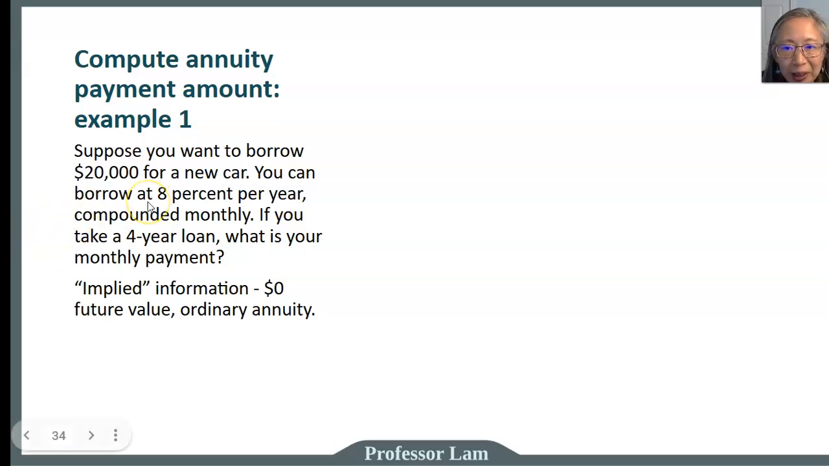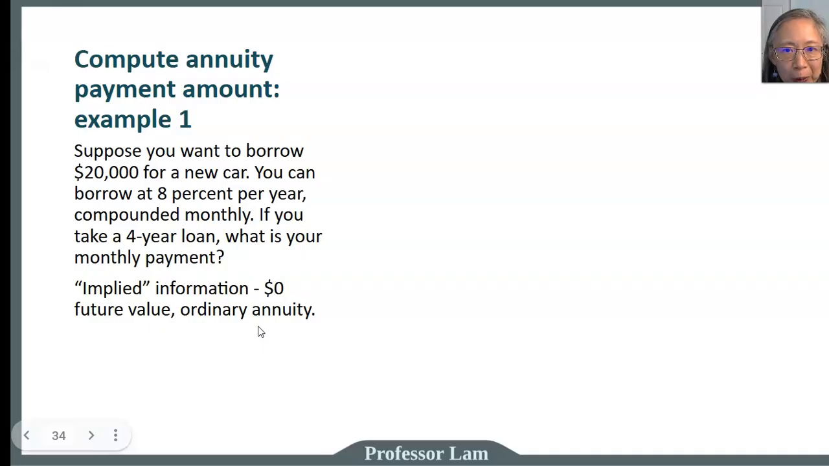Next, we're going to look at an example of computing an annuity payment amount. This is a very common and realistic example. You want to borrow $20,000 to buy a car. The interest rate is 8% per year, with monthly payment. This is very common. You take out a 4-year loan. So what is your monthly payment? There's some information in here that is not spelled out, but is just common knowledge, meaning that car payments are an ordinary annuity. You may even see a commercial that says sign and drive, meaning that when you sign a car loan, you don't have to make a payment right away.